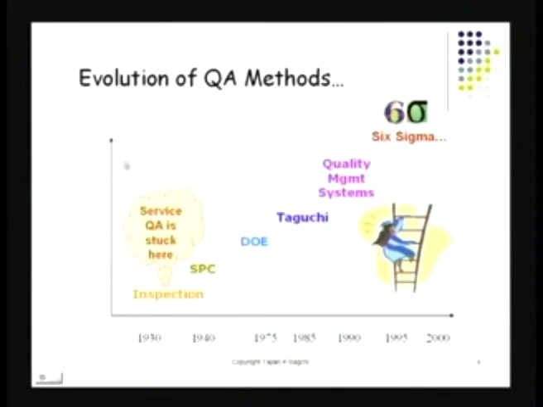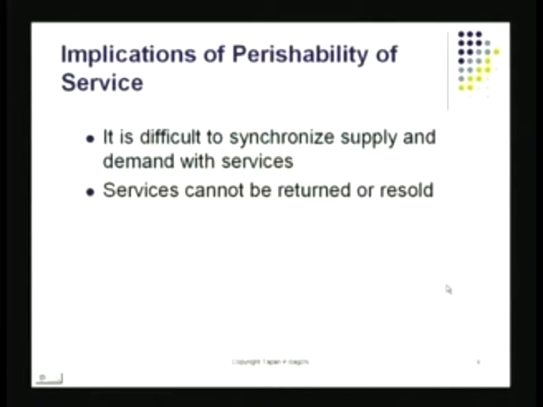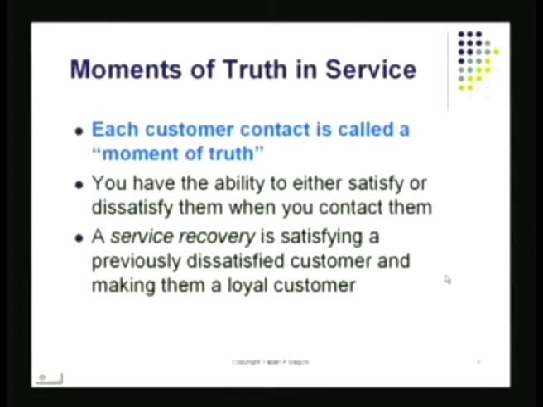Now, in all this, if you look at the state of services, where do services belong? They are stuck right at the inspection stage. So most services have their quality assurance done by inspection only. The moment of truth, this is something we've got to realize, occurs when there's contact with the customer, when you actually deliver the service. That is the moment of truth. The moment of truth is when the customer is there in front of you and you're providing the service.